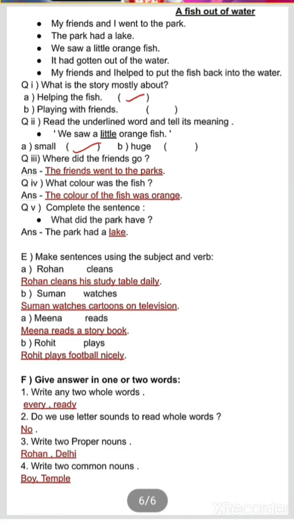Next, write two common nouns. Common nouns are the names commonly used for a person, place, or thing. Like boy, similarly temple. It can be any temple. You can write any type of common noun words which you like.